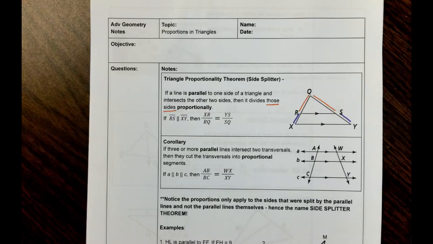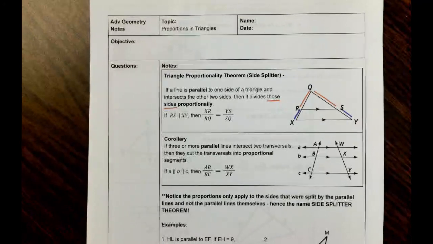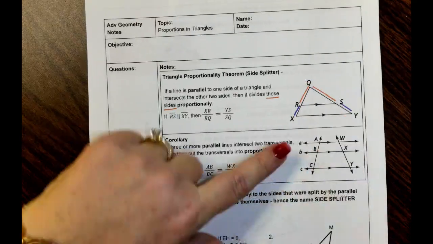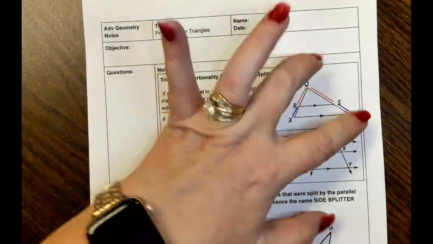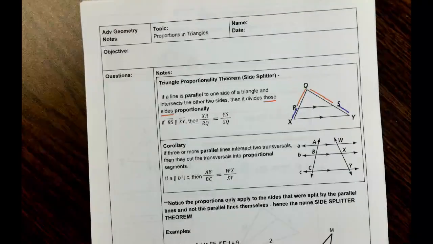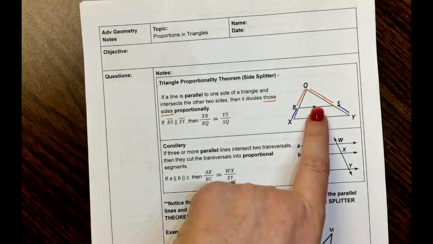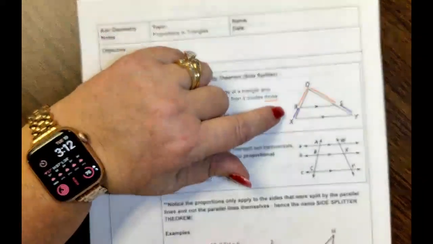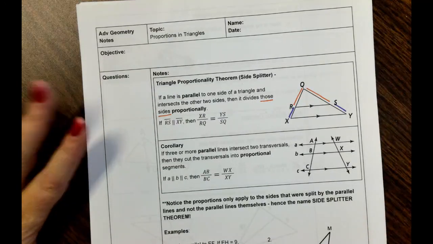Now, notice that QR and QS are the sides of that small triangle on top, QRS. But RX and SY are parts of the sides QX and QY. So it is important to note that we are not proportional with the bottoms. RS and XY are not proportional with these sides and their parts. So you kind of want to look at it like part and whole. So the side splitters are proportional.